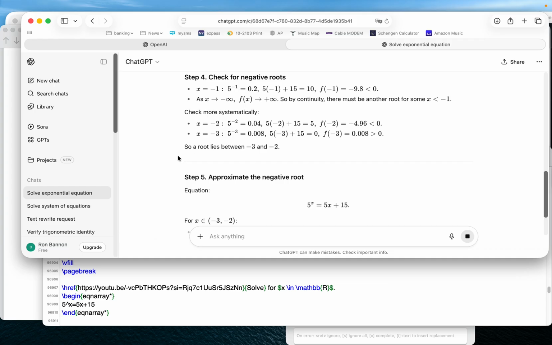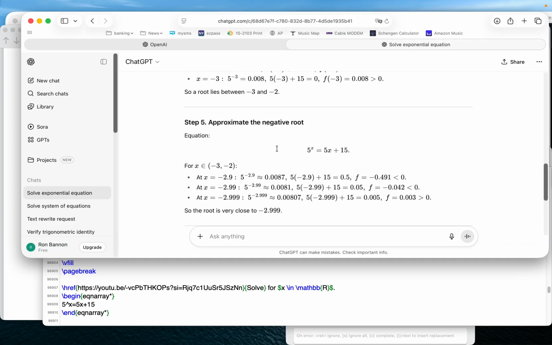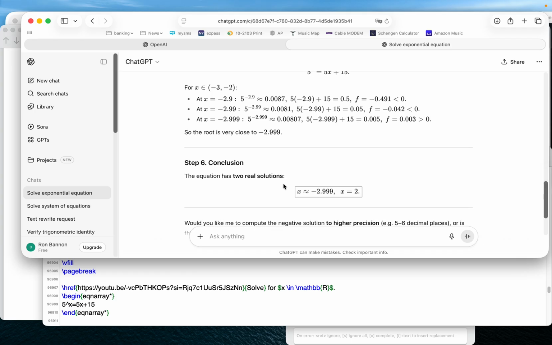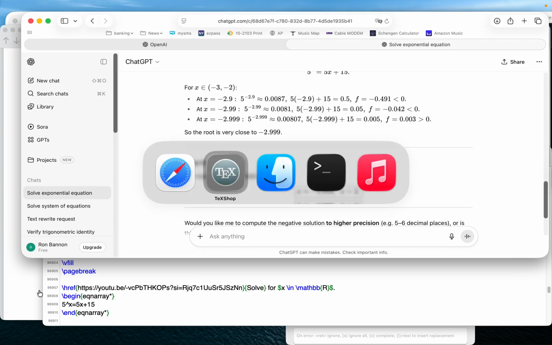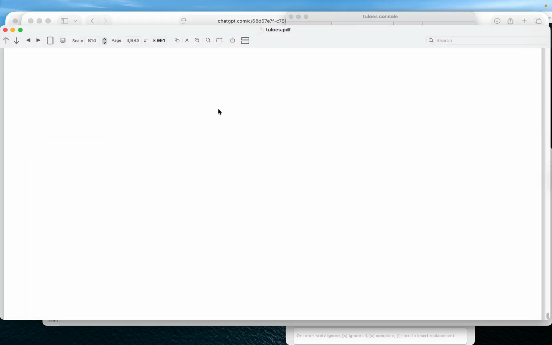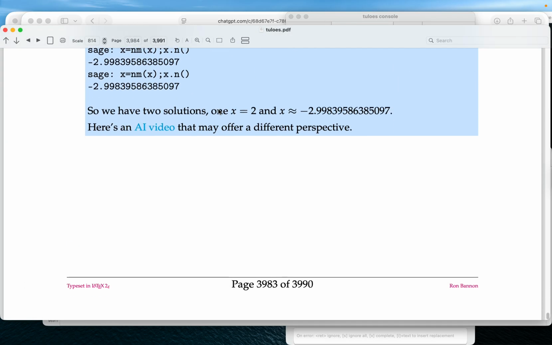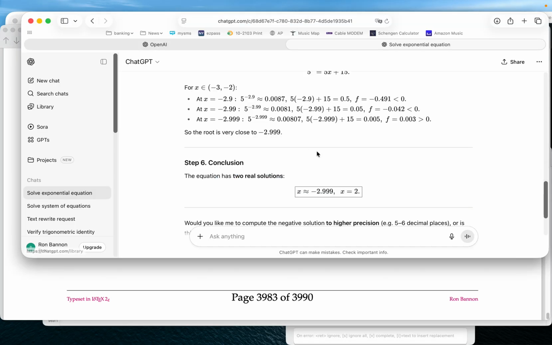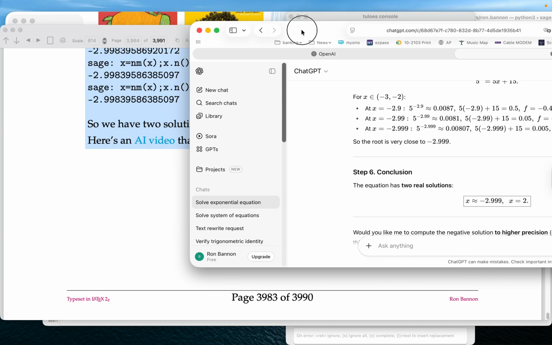And it says a root lies between minus 3 and minus 2, and certainly that seems reasonable to me. It wants to approximate it, and I'm not really quite clear how it's doing it, but it's saying it's close to minus 3, as I said. Now again, their approximation is not as good as mine. Let me go back to that. And my approximation, if you recall, was this number over here. Now granted, I'm not saying their approximation is bad, but it's not as good as mine.